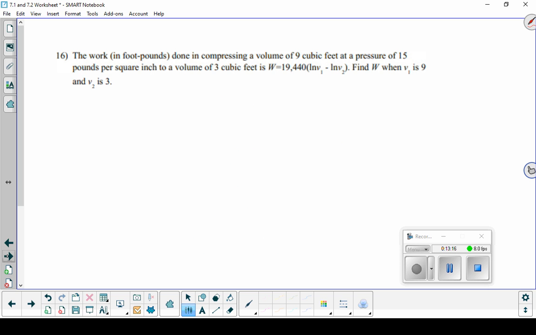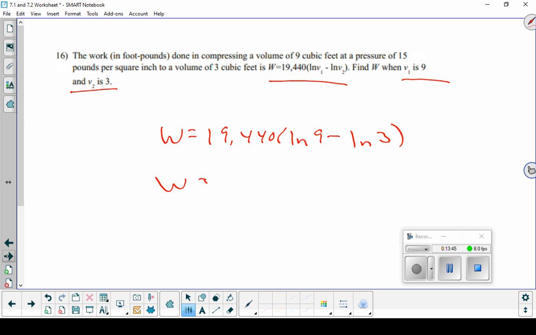Okay, the last one. Find the work done by compressing a volume of 9 cubic feet at a pressure of 15 pounds per square inch to a volume of 3 cubic feet. W is equal to 19,440 times the natural log of V1, which is 9, minus the natural log of V2, which is 3. I can put that in my calculator exactly the way I see it. I'm going to get 21,357, and my units they tell me are foot pounds.